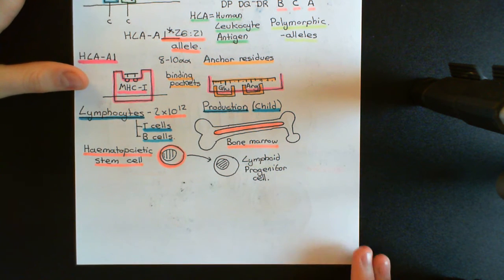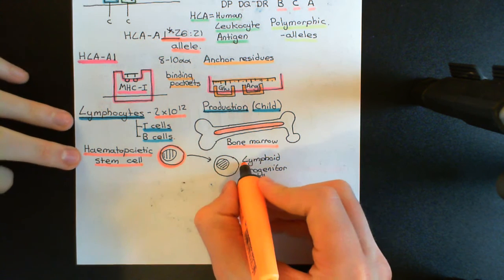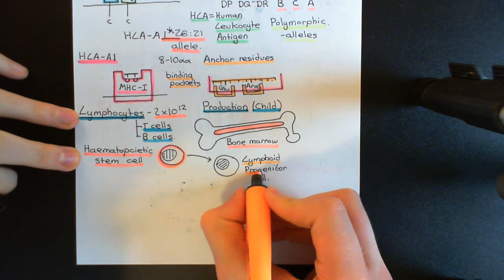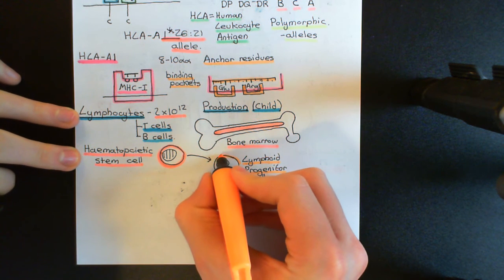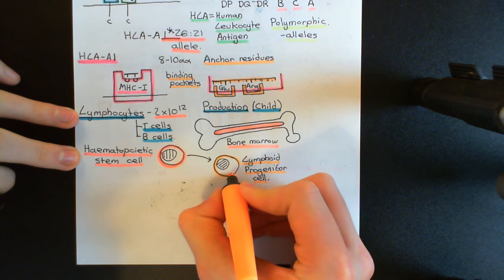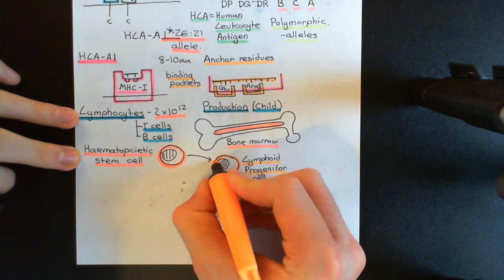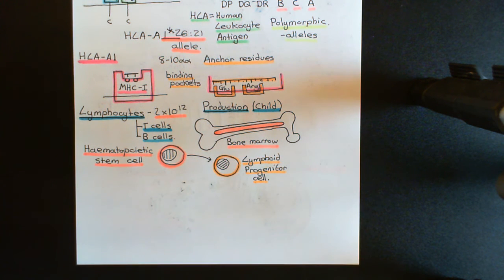If they're going to become T cells, they're going to leave the bone marrow and they're going to go up to the thymus gland, because the thymus gland is the site of T cell development. So it's quite convenient. B cells develop in the bone marrow, B for bone marrow, and the T cells develop in the thymus, T for thymus.